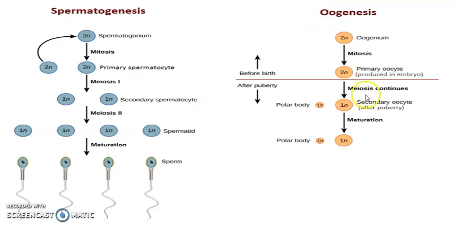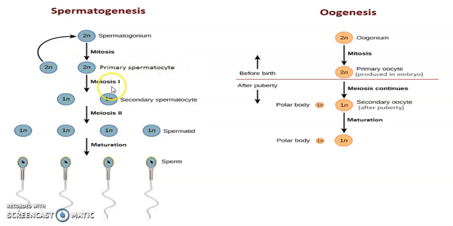Next, here I show the diagrams of how the process takes place. This is called spermatogenesis, this is called oogenesis. Here is the spermatogonium, which is the sperm mother cell. It is diploid in nature. First it undergoes mitosis to create a lot of spermatogonia and lots of cells. Next cells are called primary spermatocytes. Some of the spermatogonia are converted into primary spermatocytes that undergo meiosis.